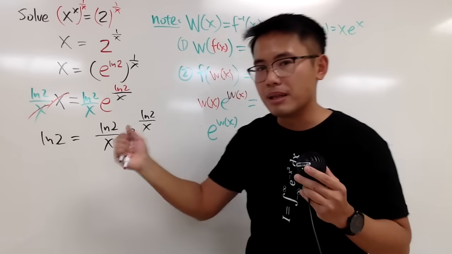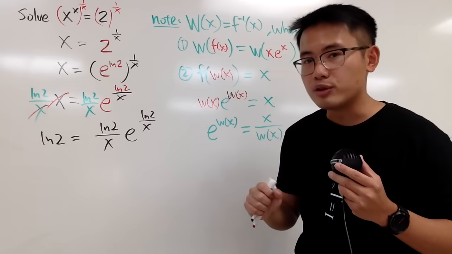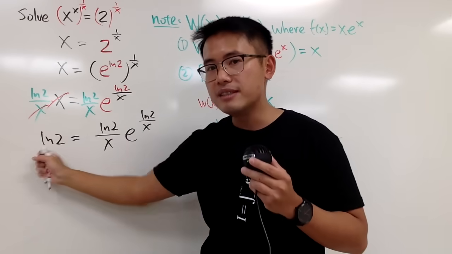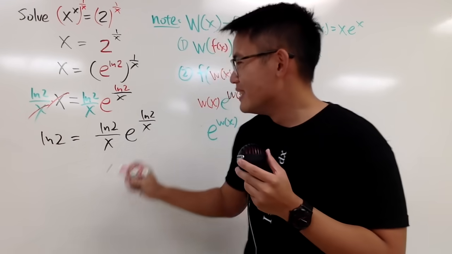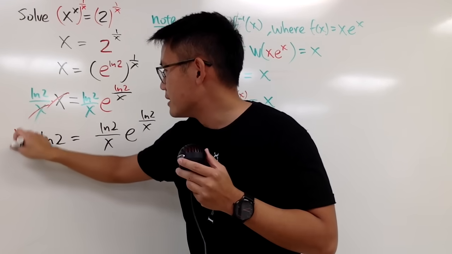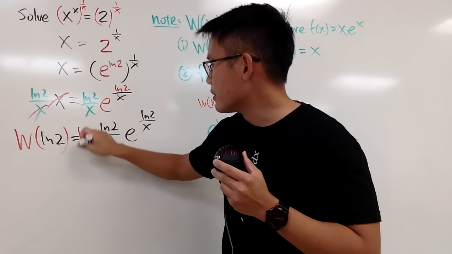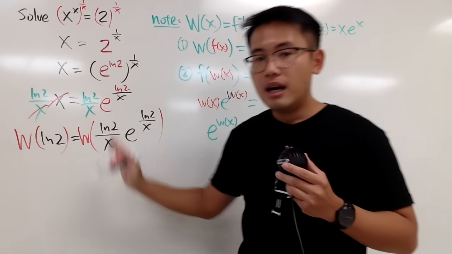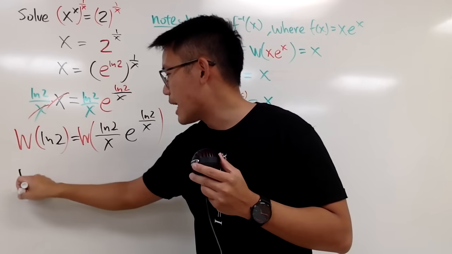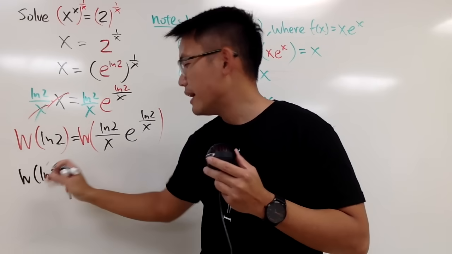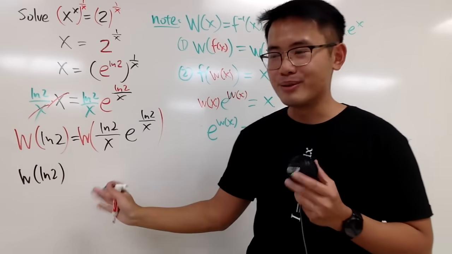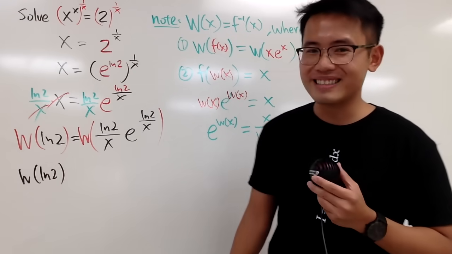Then I can actually apply the w function on both sides. And you see the left hand side is just a nice number. So let's go ahead and do that. Let's take the w of this and also take w of that. On the left hand side, this is just w of ln2, and this is a nice number. You can just use a computer to calculate that.